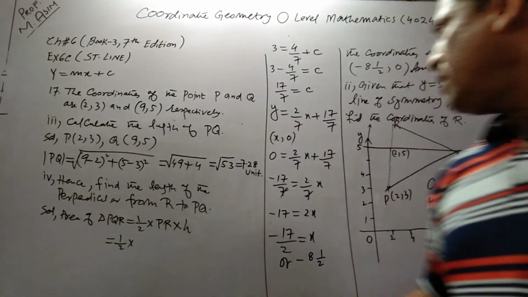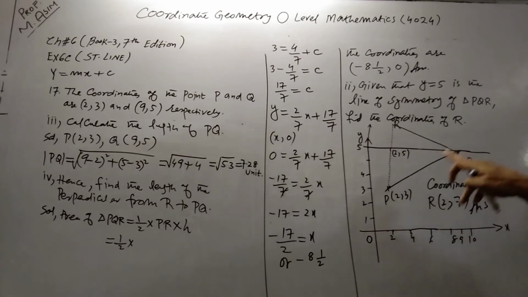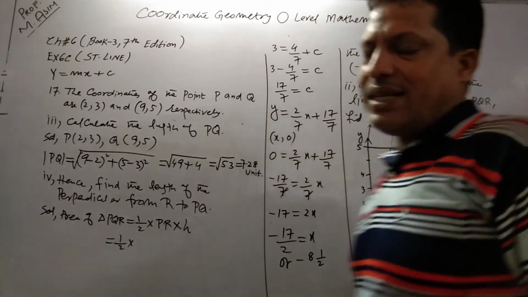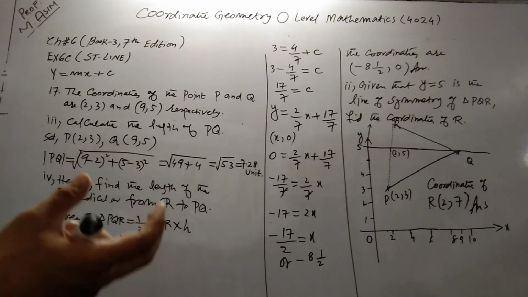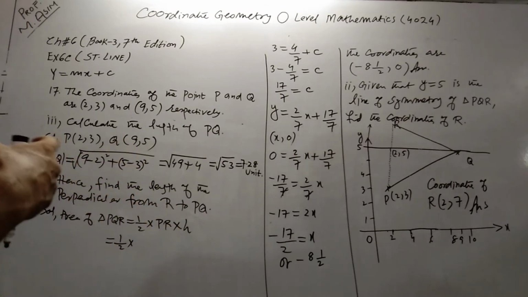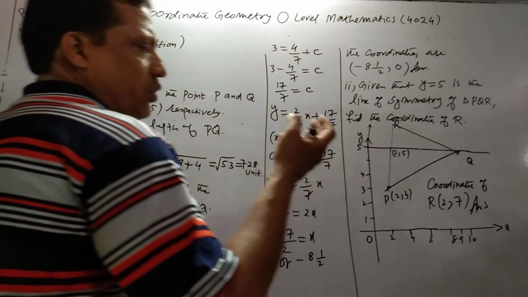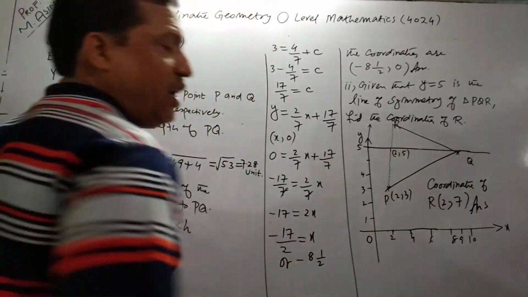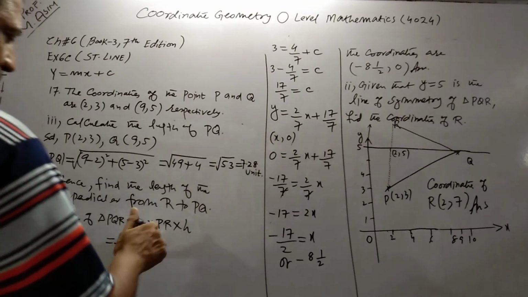We need to find the base. This is 2, 3 and this is 2, 7. So we need to find the distance. 2 minus 2 is 0. 7 minus 3 is 4. The answer is 4. And if you want to find the length of PR by using distance formula, if you take this 2, 3 and 2, 7 and apply the distance formula, you will get the distance is 4. So the length of PR is 4.